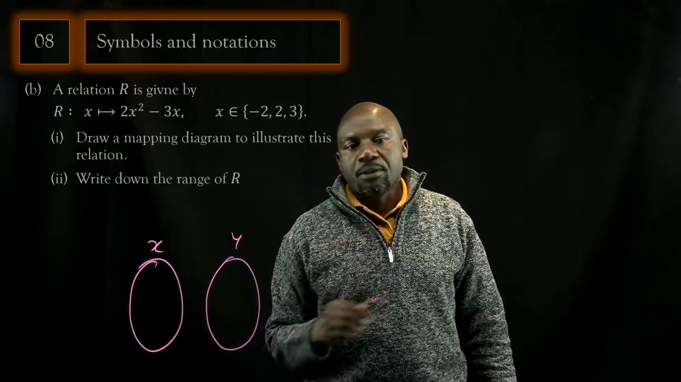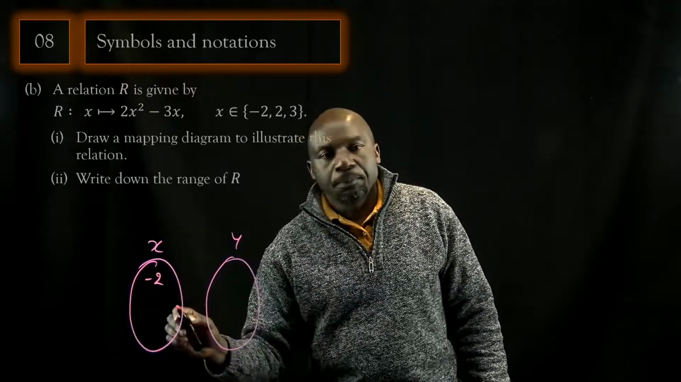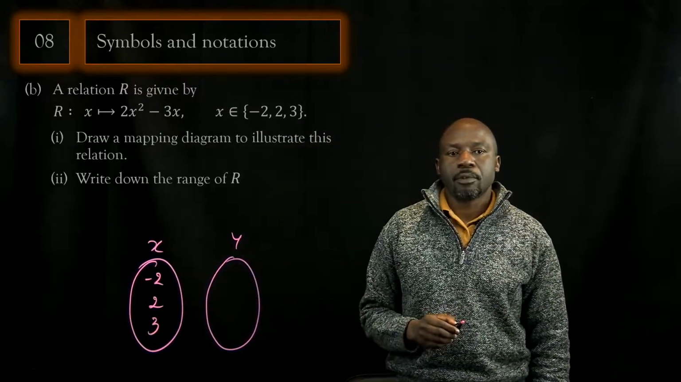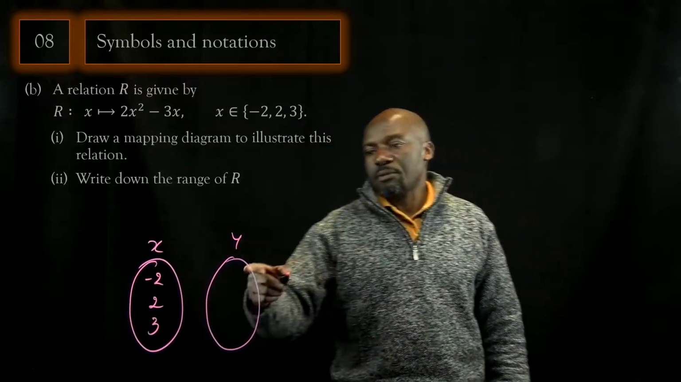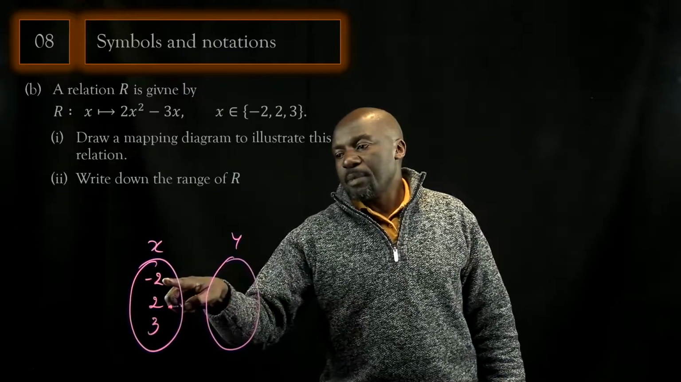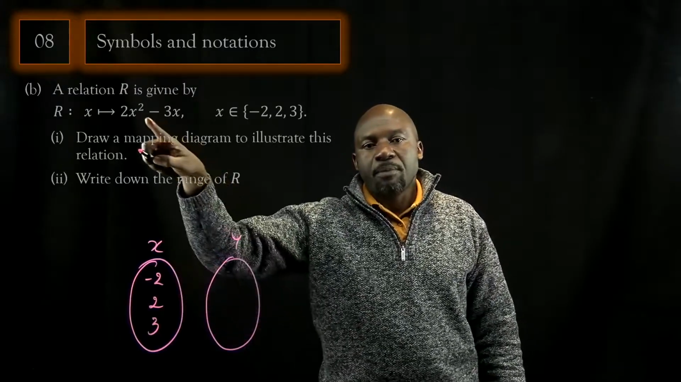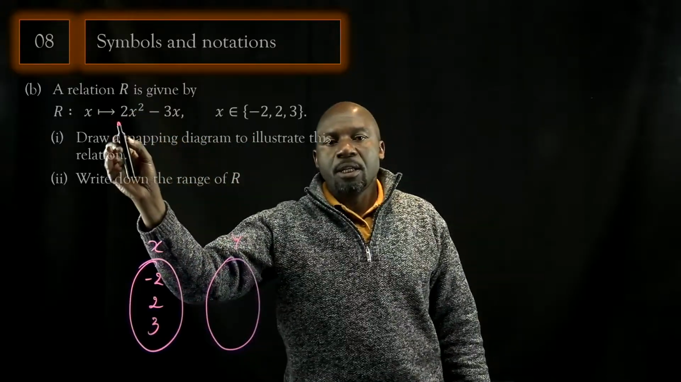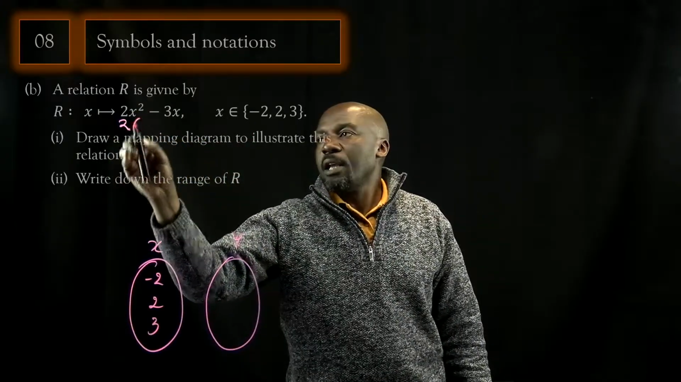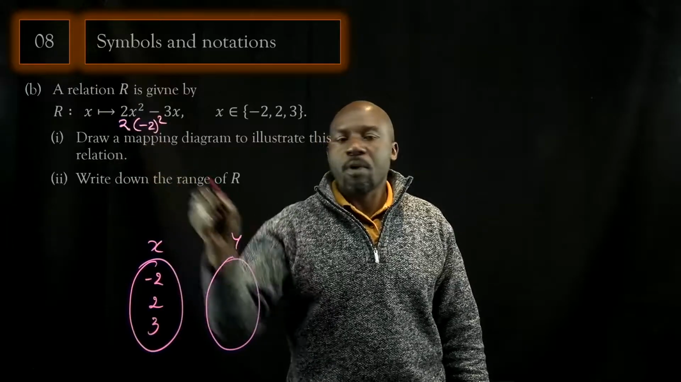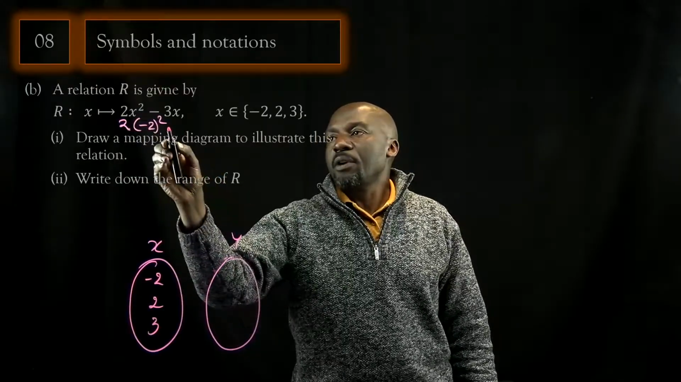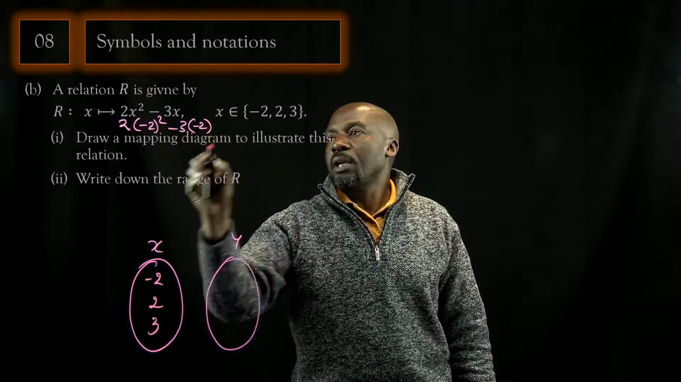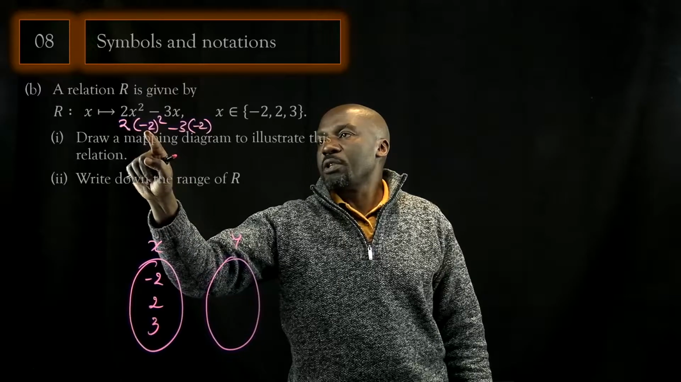So the values of x are -2, 2, and 3. That's it. We want to find out the values of y. When x is -2, what's y? Plug in -2 there, and we get 2 times -2 squared, and then we're going to say -3 into -2. If you work this out, this is +4.